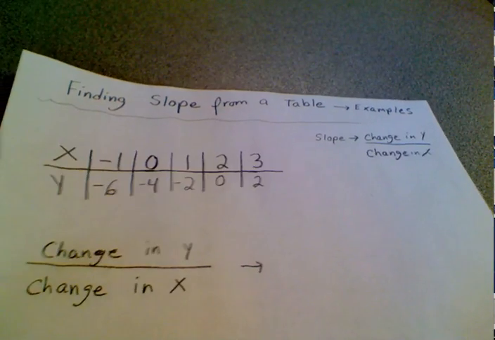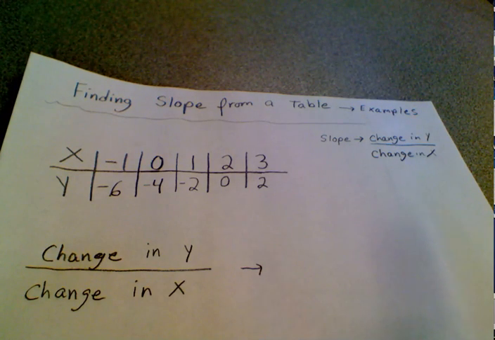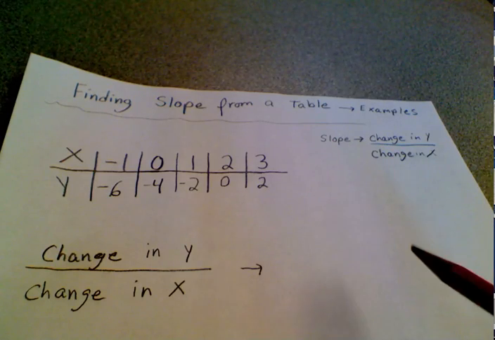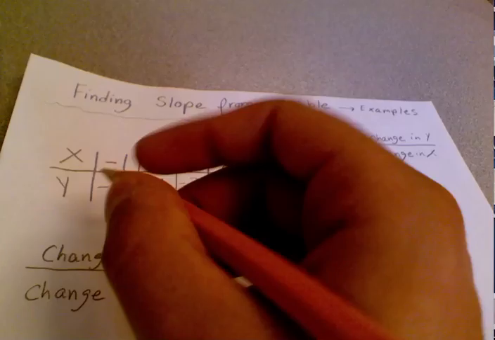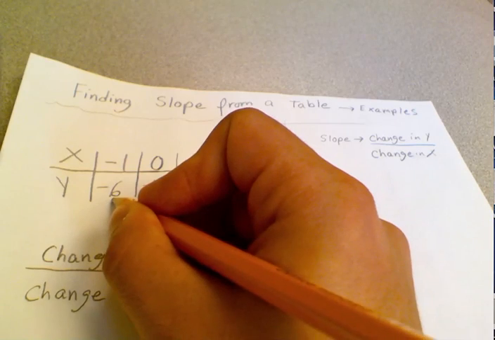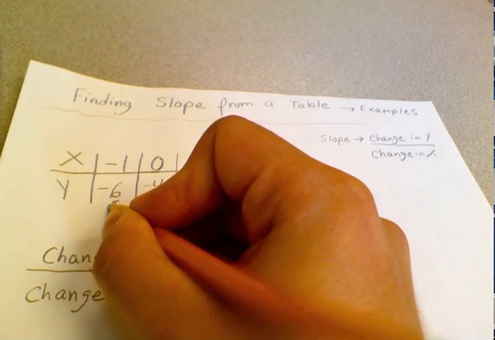Now I'm going to give you a couple of examples here and show you how finding slope from a table works. Just remember, when we say slope, we're also talking about growth factor and rate, okay? To sum up, finding slope from a table is the change in y divided by the change in x. I'm going to analyze this table here, and pick 2 points from my y values and analyze how they're changing. I'm going to pick these 2 points here, -6 and -4.